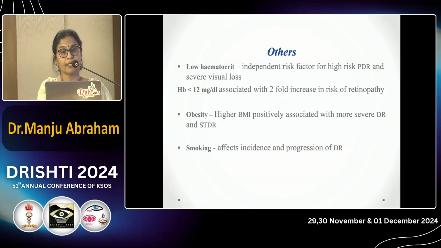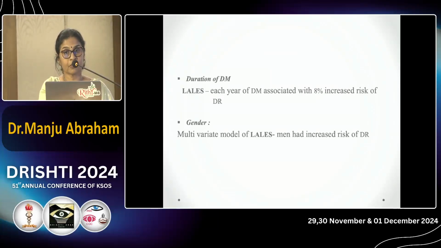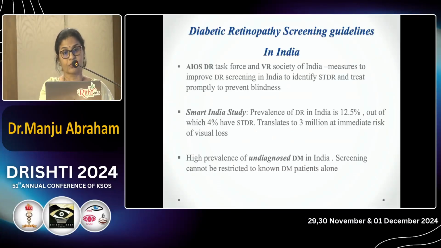Now, others: a hemoglobin less than 12 is associated with a twofold increase. A high BMI is also associated with severe diabetic retinopathy. Now, the non-modifiable risk factors: we know the duration is the most important. The Los Angeles Latino study found that each year of diabetes is associated with an 8% increased risk of retinopathy, and men are at an increased risk.